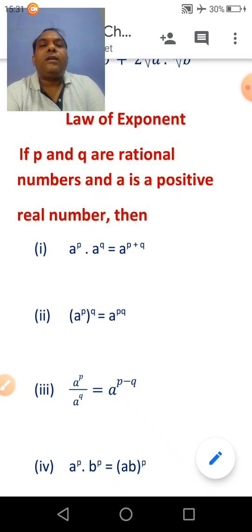So you have to learn all these formulas and you have to solve all questions of chapter first with examples, and also you have to solve extra questions related to this topic.